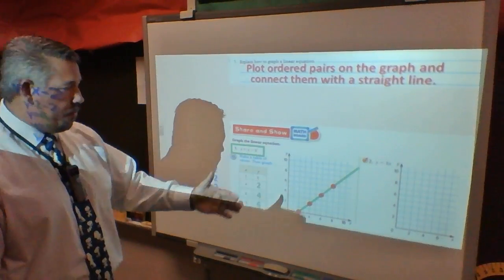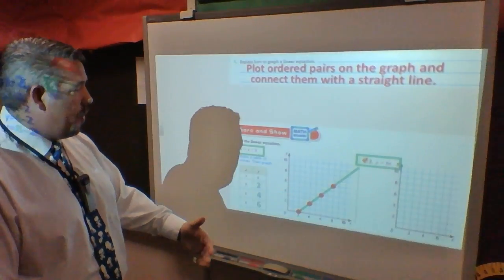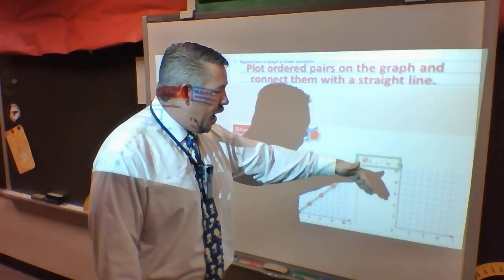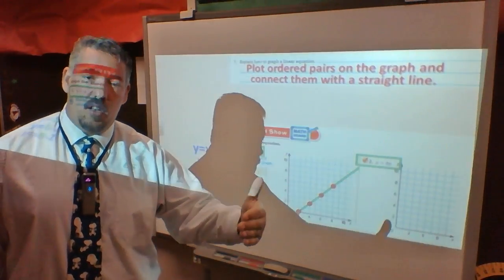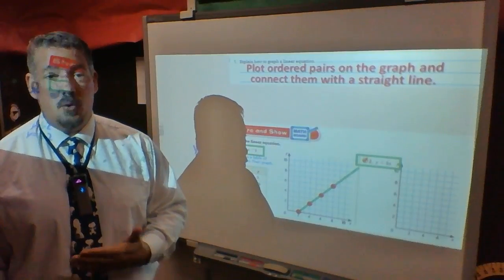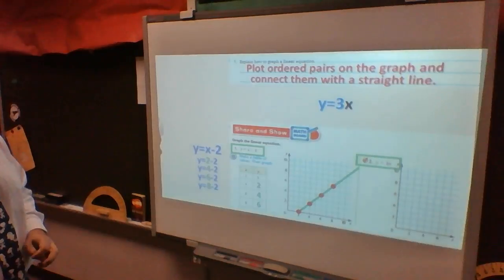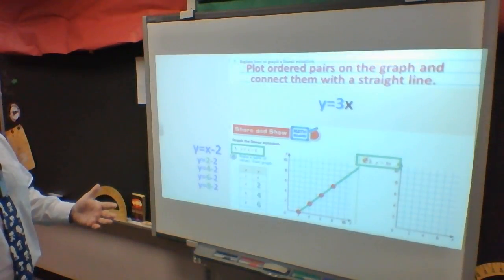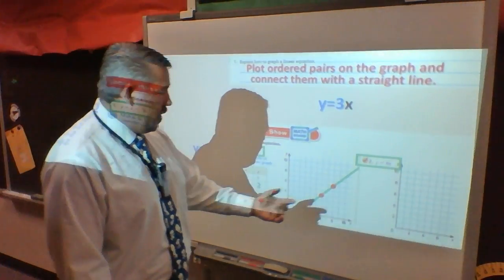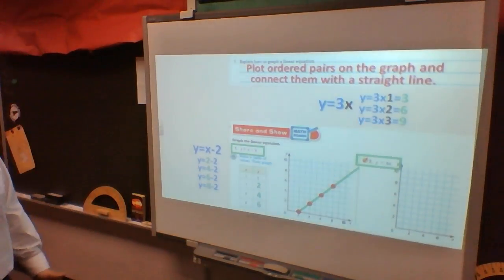I want to do the same thing with number 2. It gives me the relationship that y is equal to 3x, and a number touching a letter, a coefficient with a variable, tells me to mathematically do what? Multiply. So I'm going to multiply each and every time. Well, what am I going to multiply with? Well, I look at my x's, and it gives me 2, 4, and 6. So I'm going to plug in some different numbers.